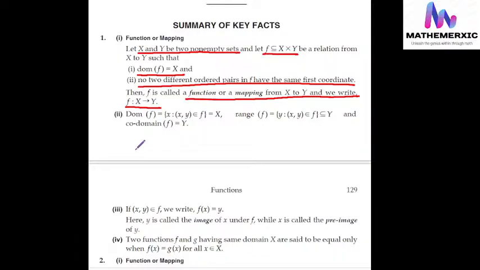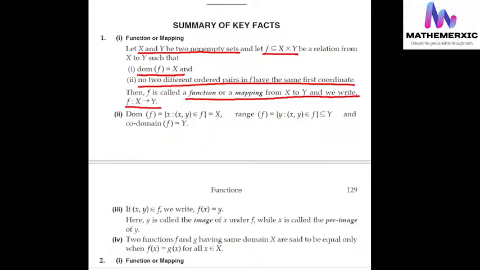Domain of f is the initial value, the input value, and the range is the output. Domain of f is the set of x such that (x, y) belongs to f, equal to X. Range of f is the set of y such that (x, y) belongs to f, which is a subset of Y, and the co-domain of f is Y.